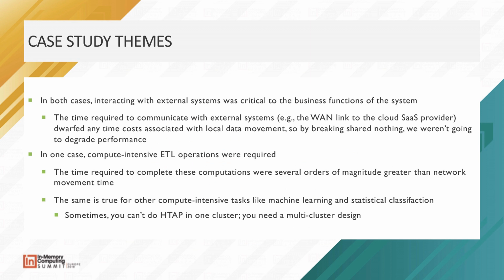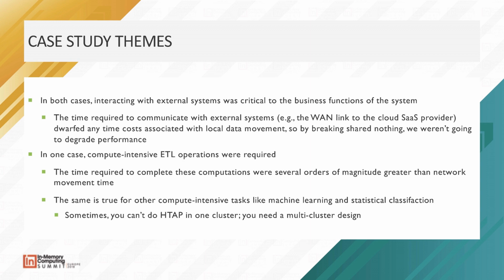Finally, to say the themes of these case studies, in both cases, interacting with external systems was critical. And in this case, the time required to communicate with those external systems, say the WAN link to the cloud SaaS provider, dwarfed any time costs associated with local data movement between nodes. So yes, we broke a shared nothing design, but it didn't matter, because the time cost of hitting any kind of thing over a WAN is maybe 1/1000th of moving data over a 25 gigabit Ethernet interconnect or a fiber channel backplane within the same data center, right?